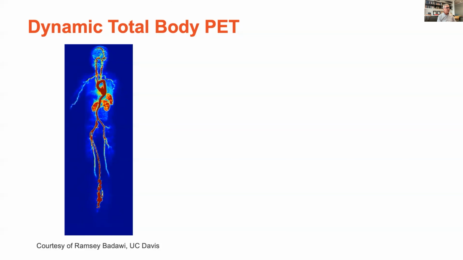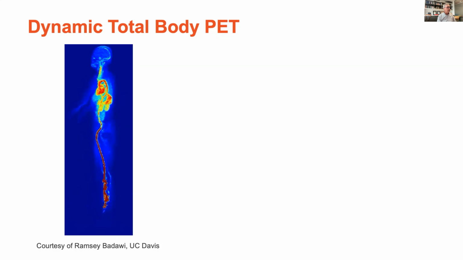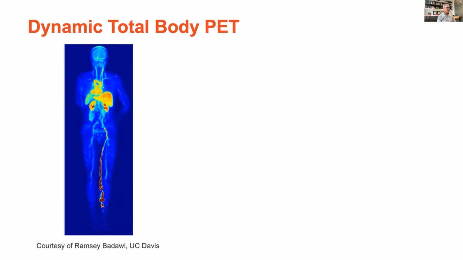This slide shows what a dynamic scan looks like. This was one of the first dynamic scans performed by our colleagues at UC Davis. The patient was injected into a vein in the foot with F18-labeled fluorodeoxyglucose. I'll just run that video. This is a time lapse showing the tracer going through the circulatory system, out through the heart and lungs to the periphery, over 1 hour of this dynamic scan.